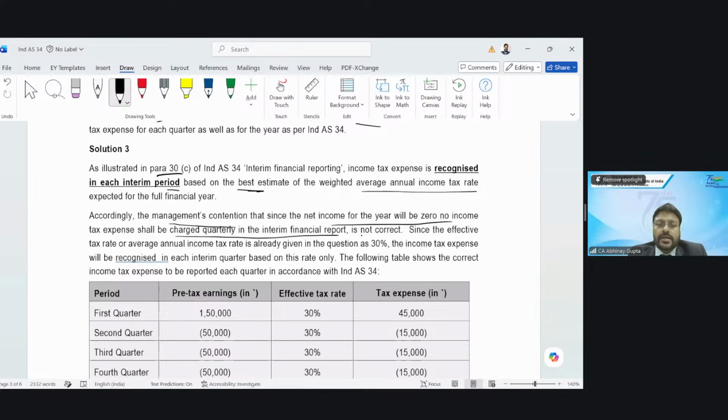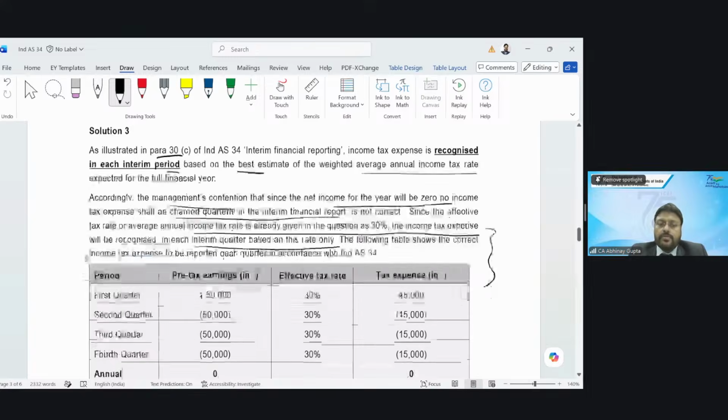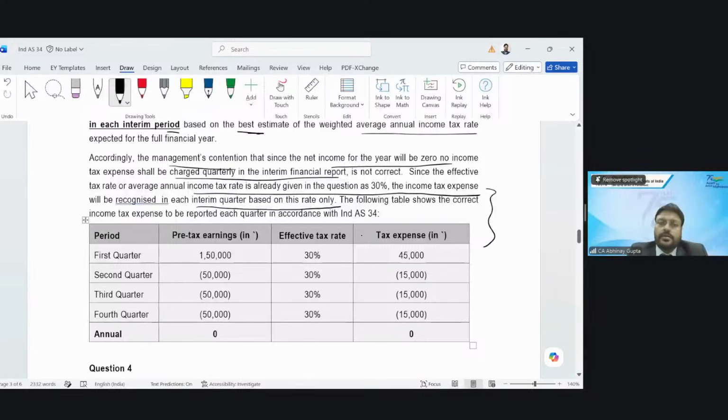Since the effective tax rate, or the average annual income tax rate, is already given in the question at 30%, the income tax expense will be recognized in each of the interim quarters based on this rate only. Hence, we need to proceed with the income tax expense computation for each quarter separately, even if there wouldn't be any income tax liability for the whole year, right? So what is the concept emerging out of this standard? The concept is we have to treat the quarter as the individual reporting period, right?